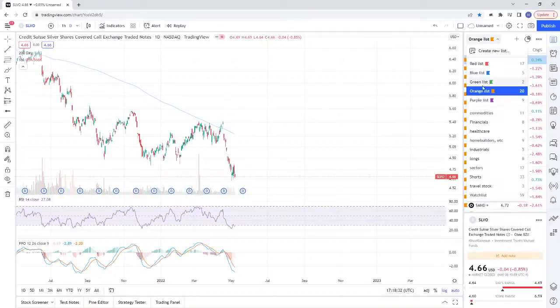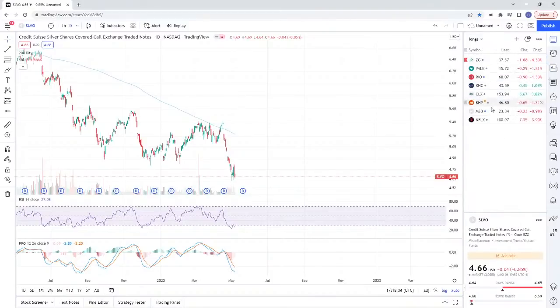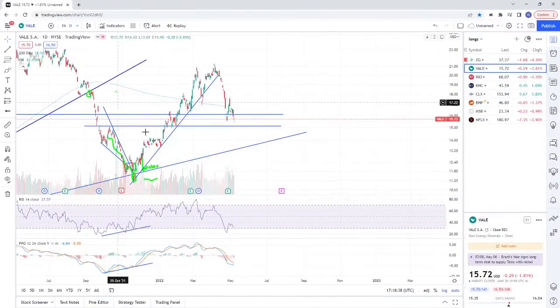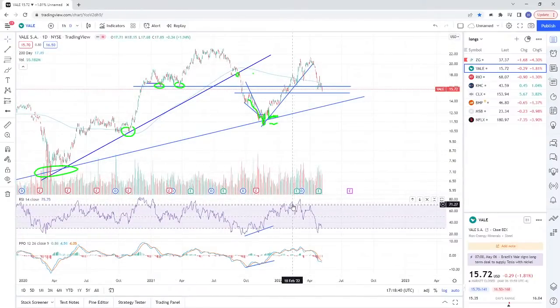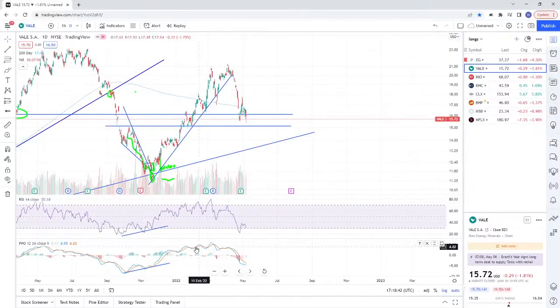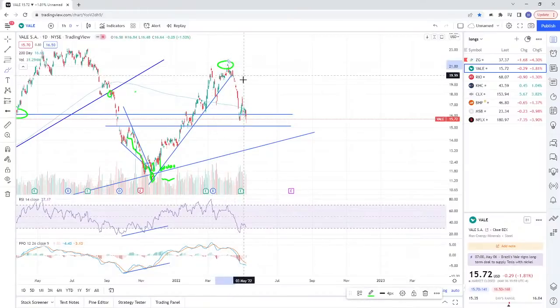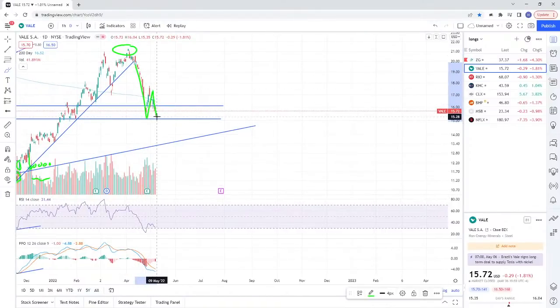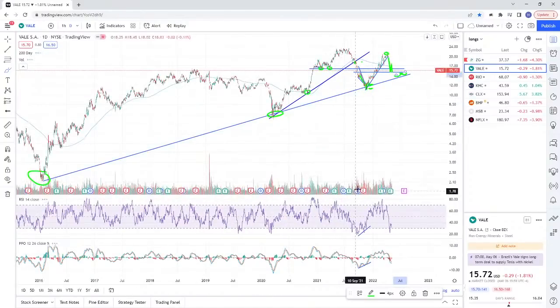Vale. Oh, Vale. Probably coming in for a correction. That's your divergent high. That was a divergent high. Here's a trend line to watch. You break the trend line, down you go. Probably going to hit this trend line. I'd be a buyer down there, to be honest.